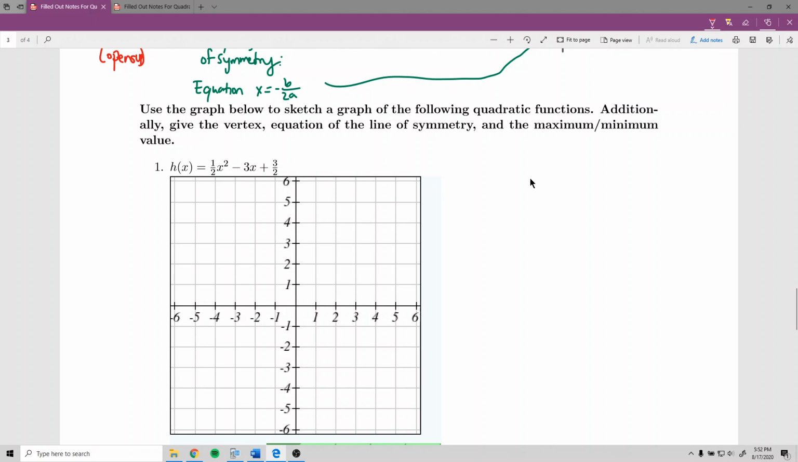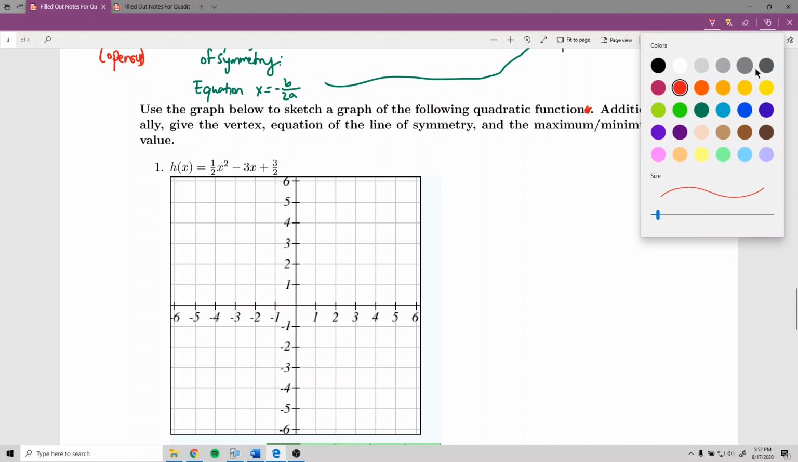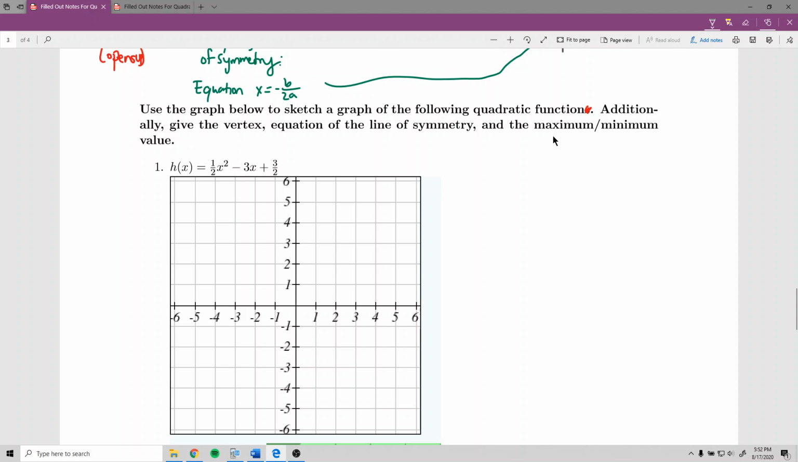So this problem says, use the graph below to sketch a graph of the following quadratic functions. Additionally, give the vertex, equation of the line of symmetry, and the maximum or minimum value. Right, it's only going to have one because it either opens up or down. So you have to pick one of those. But I will remind you the maximum or minimum value is, if you remember back a couple weeks, the y value.